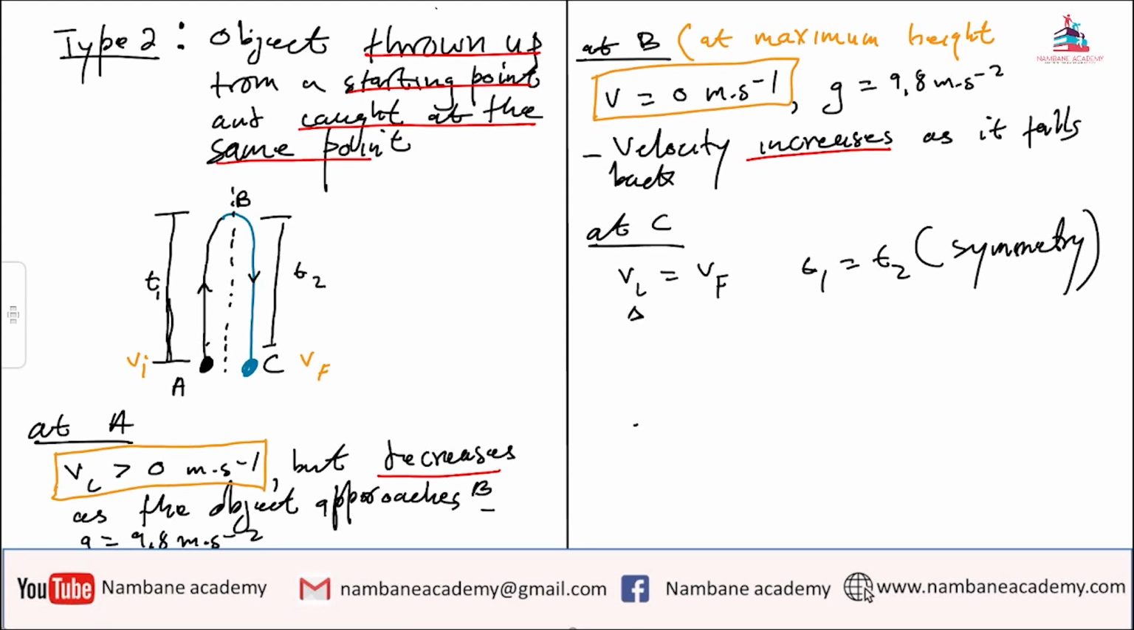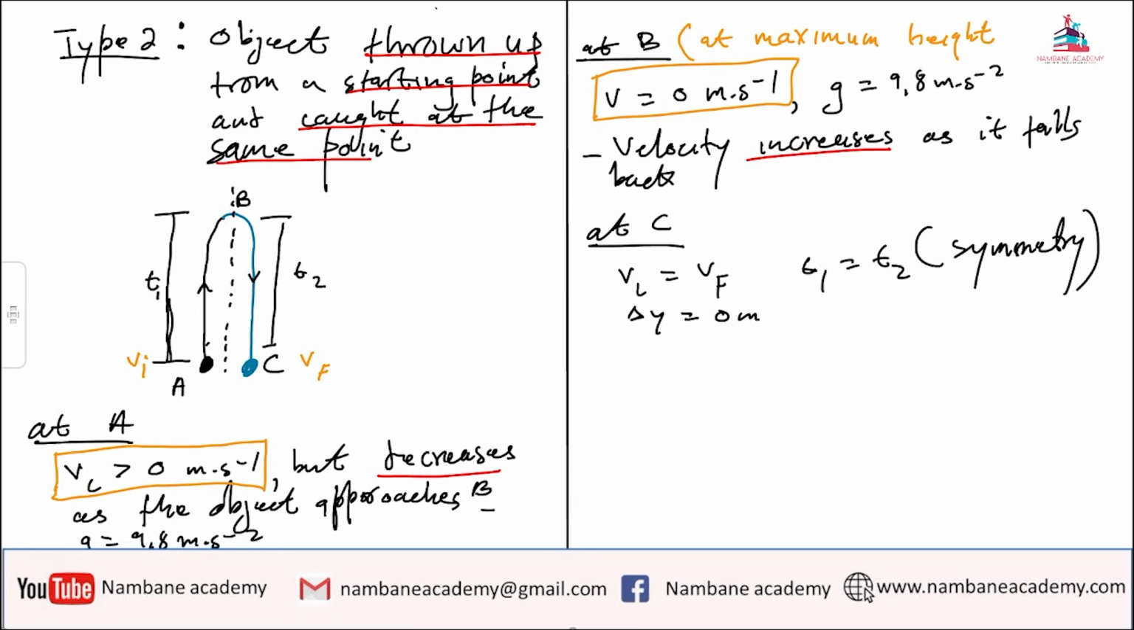Can I write to say delta y is equals to 0? Mr. Ditabe? Can I write that delta y is equals to 0? Yes, sir. Why could that be the reason? Because it's going back to the same position to where it started. Thank you very much, because it is a displacement.